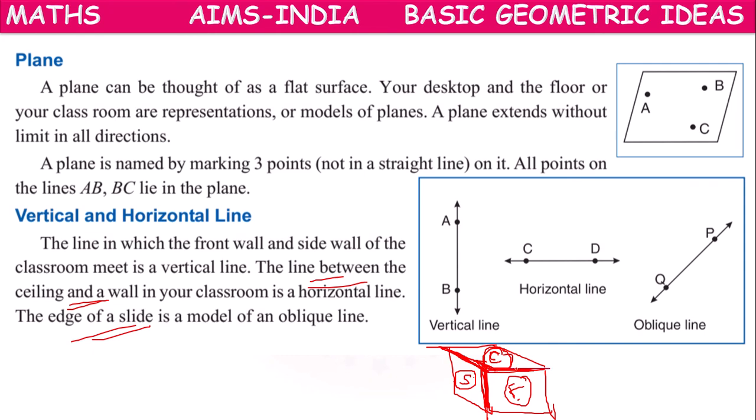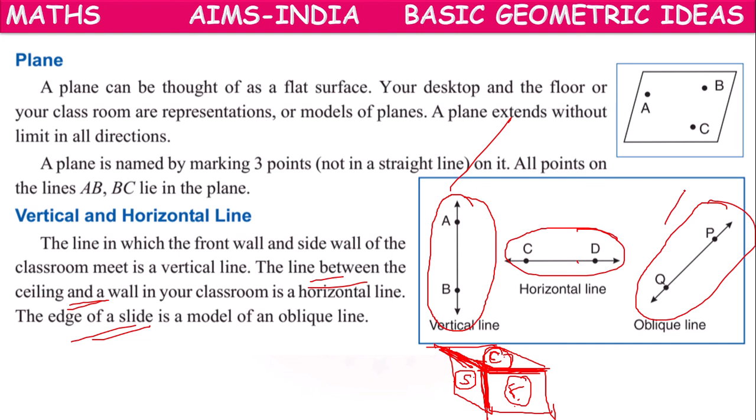Or this line, the ceiling and the front one, you can consider as a horizontal line. And the ceiling and the side one you can consider as an oblique line, as you wish. So overall, we will be having three lines: vertical line, horizontal line, and oblique line.